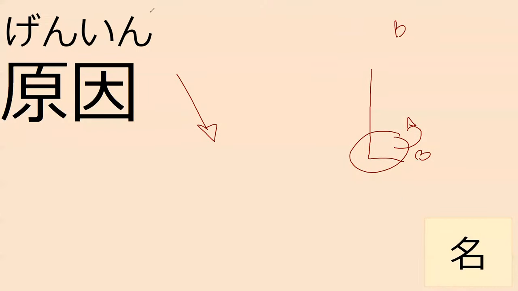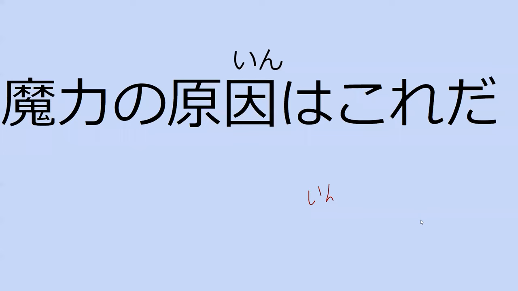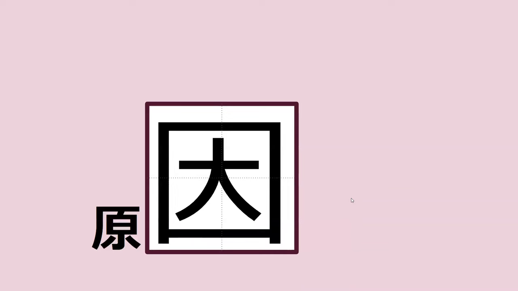Can you read this word for me? Gen'in is the origin or the source of something. What did it start with? It ended with in. Again. Can you read the sentence for me? Maryoku no gen'in wa kore da. Here, the source of the magic is kore. It's this. This is the source of the magic, because koko would be here. Kore, this. What was the source word?